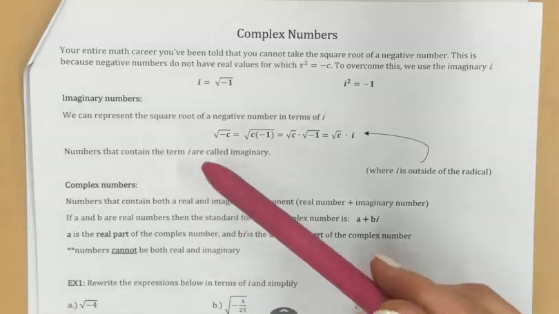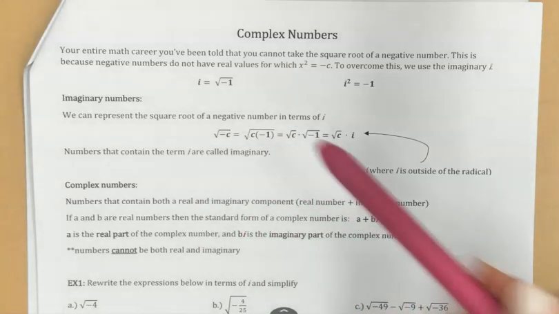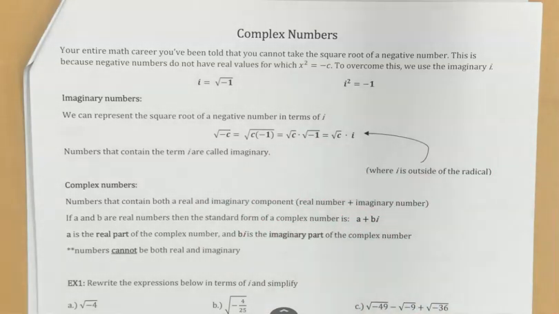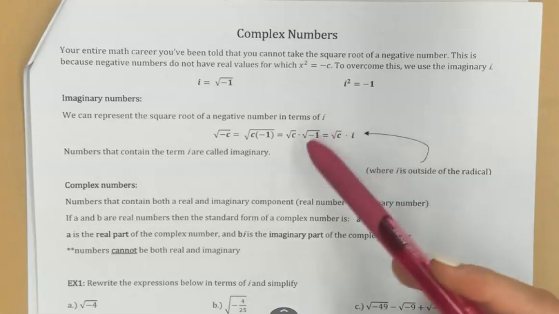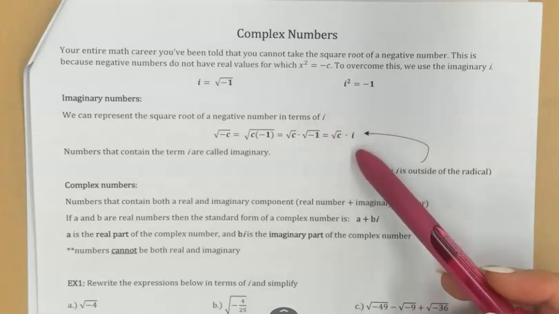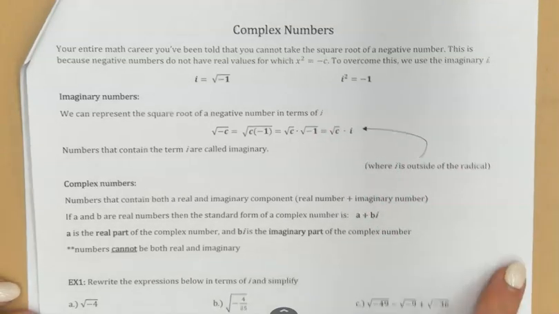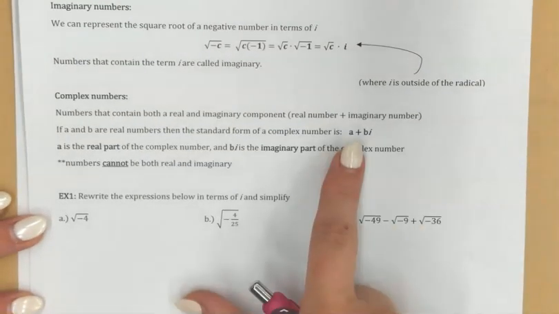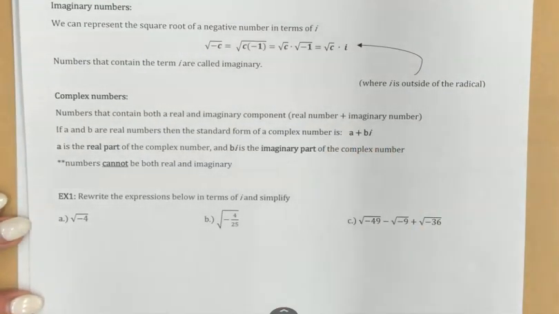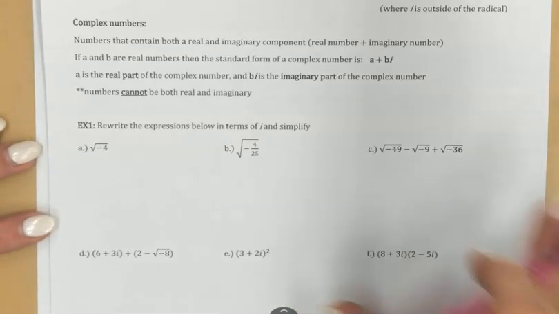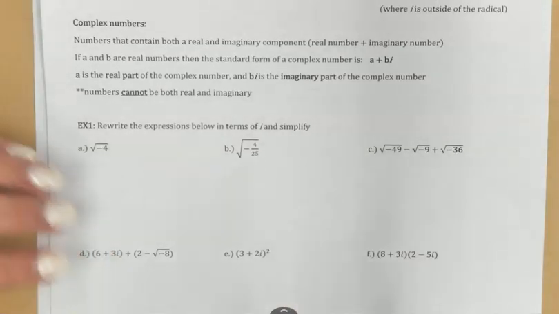So if inside my radical I have a perfect square, I can rewrite that as a number times i. If I even have a non-perfect square, I can simplify that radical and rewrite them with i. i is always outside of the radical. So again, with complex numbers, your real number comes first, your imaginary numbers come second. So let's do some practice simplifying first.